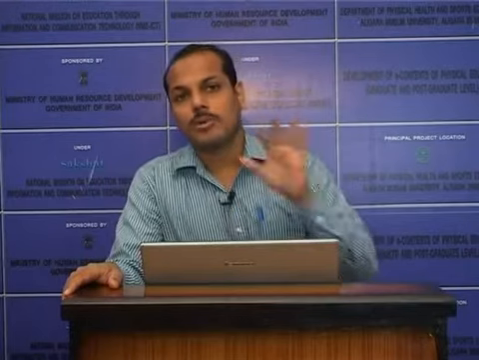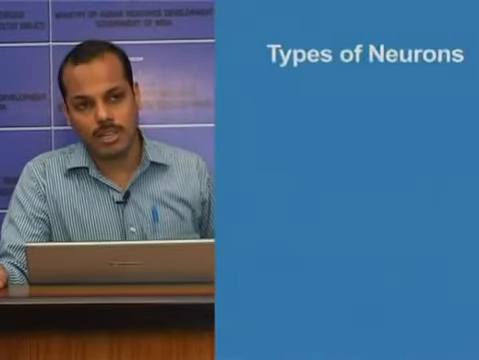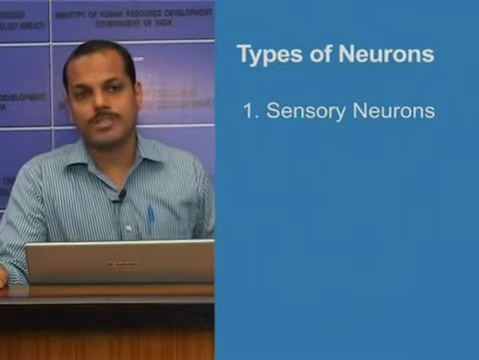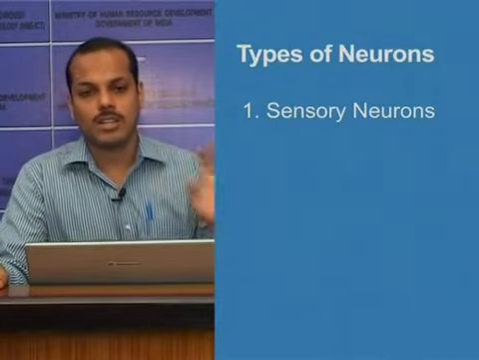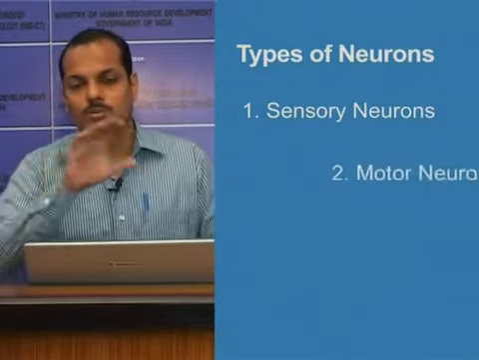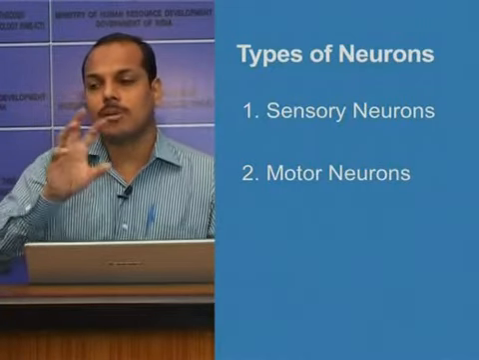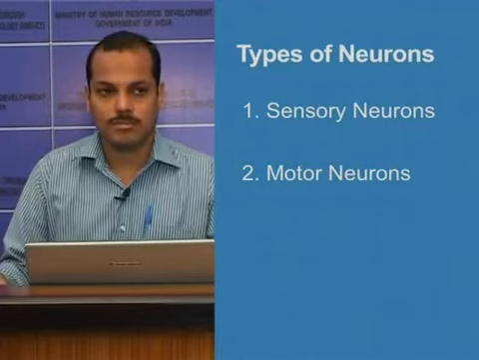Now, like we discussed about the nerves, there are different types of neurons available. That is mainly based on the location and direction of the neuron which conducts the impulses. There are mainly 3 types of neurons. The first one is the sensory neuron. Sensory neuron means it carries impulses to the central nervous system. Then there are motor neurons. Motor neurons are the neurons which carry impulses away from the central nervous system.